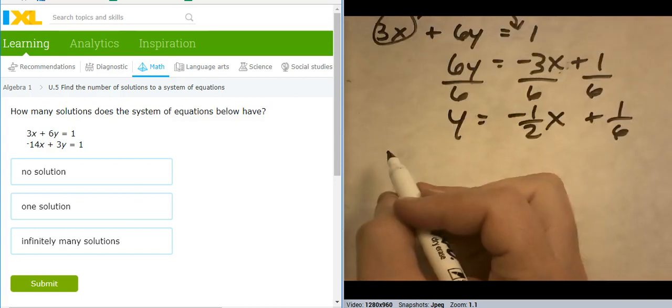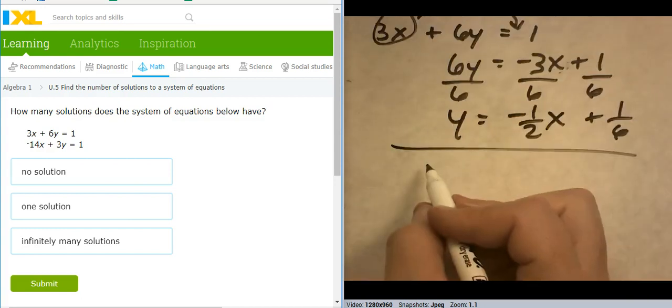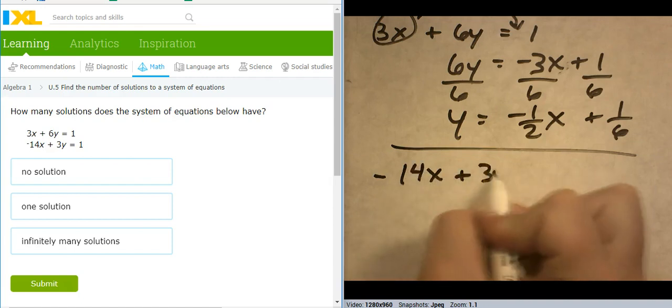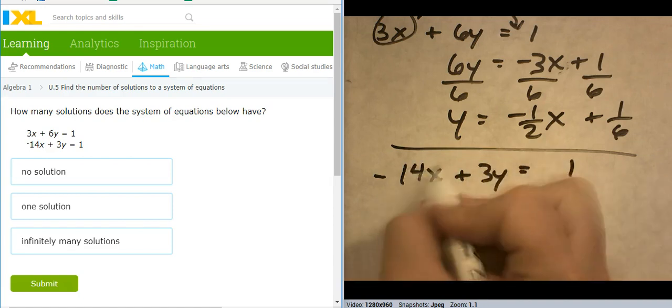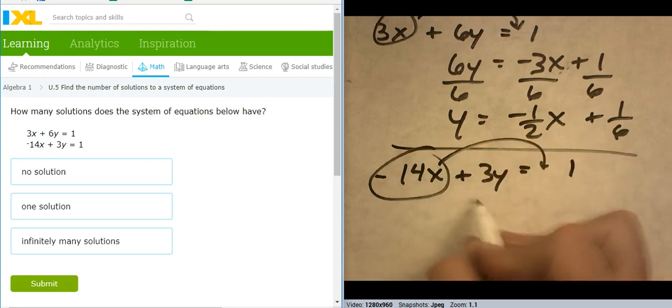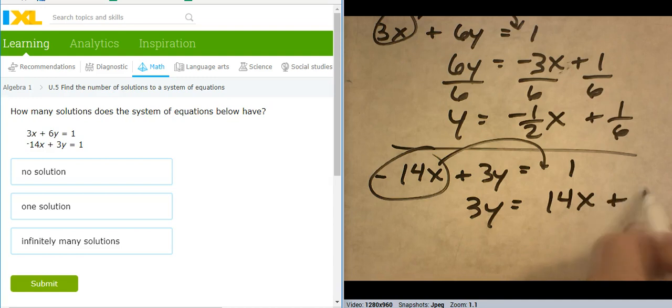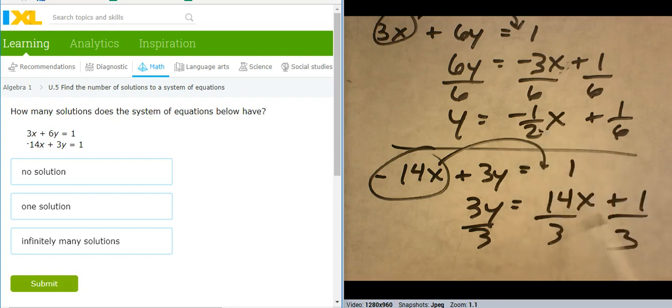Let's check out the second one. So -14x plus 3y equals 1. Moving the x. 3y equals 14x plus 1. Dividing by 3, dividing by 3. Sure looks like the slopes are different. This has a slope of -1/2. This has a slope of 14/3. Different slopes, one solution. Great job.